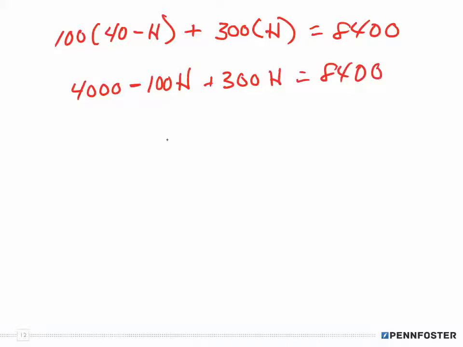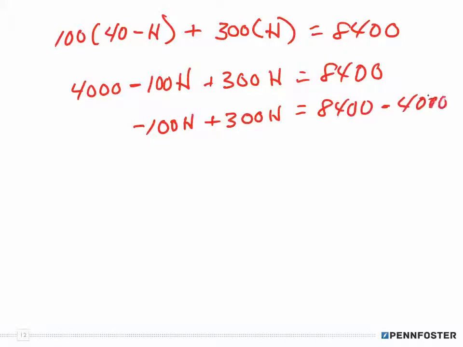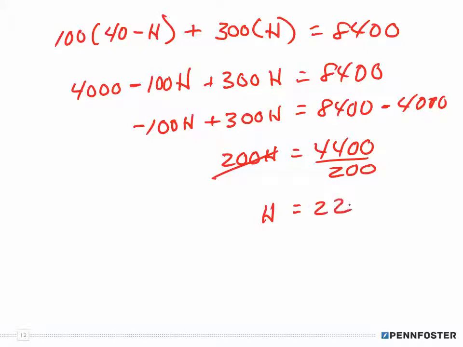So I keep all of my variables on the left and all my constants on the right. I have minus 100h plus 300h, and they stay on the left. And when I move the 4,000 across the equal sign, that changes its sign. Now I have minus 100 plus 300 is 200h, and that's equal to 4,400. I divide both sides by 200, and so h is equal to 22.